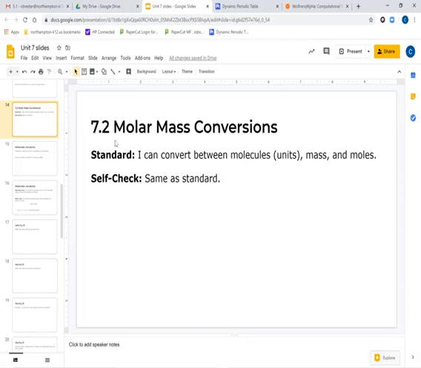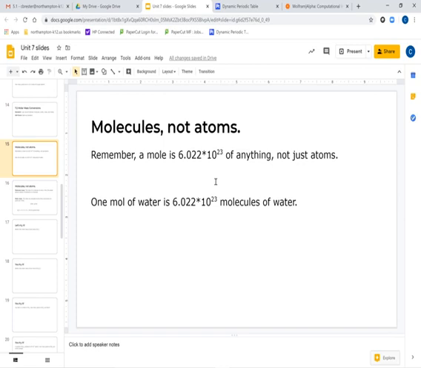Coming at you, we've got molar mass conversions. The difference between 7.1 and 7.2 is pretty simple. We're only adding one thing, which is that we are now going to be able to convert molecules between mass and moles instead of just single atoms. So we're looking at a group of atoms instead of just a single atom.